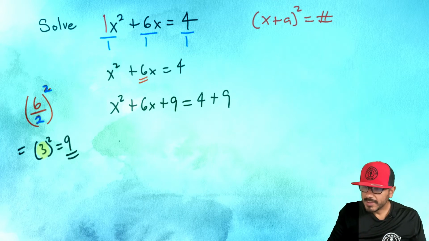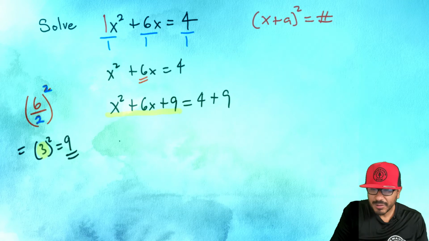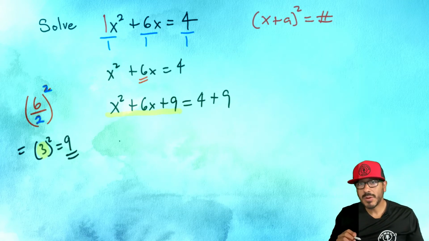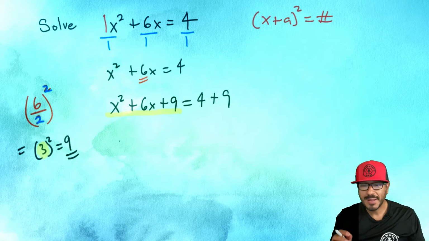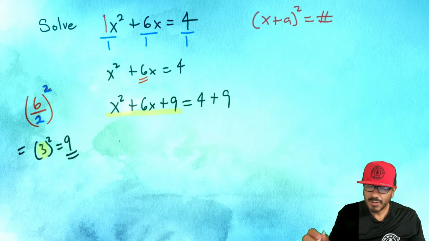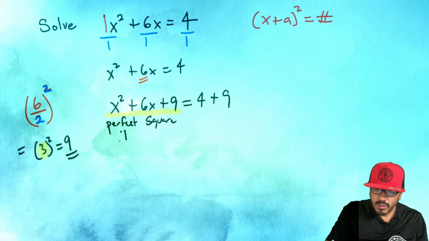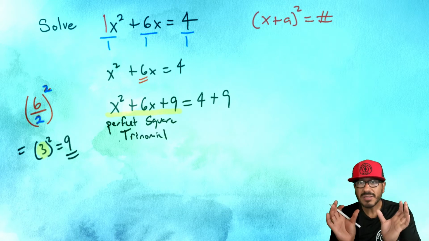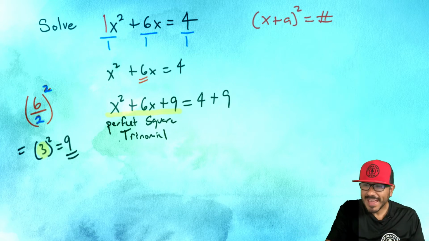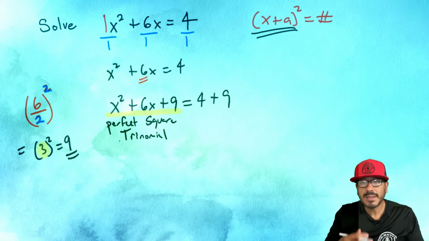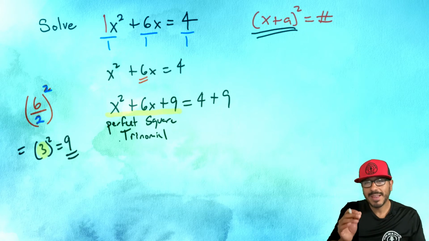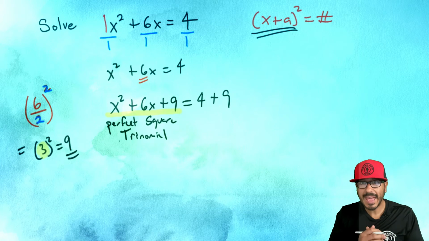Well, if you notice, if I were to try to factor this, it is now going to factor perfectly, because this is now a perfect square trinomial. Meaning when you factor it, you're going to get 2 factors that are exactly the same, and that's why you're going to be able to write it as x plus something squared, or x minus something squared. All right, you're going to see that happen right now.